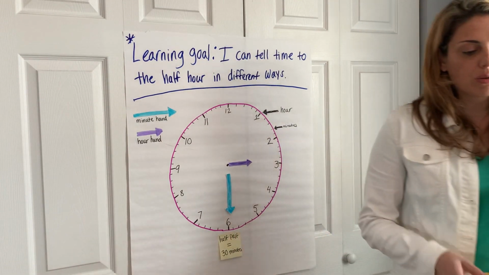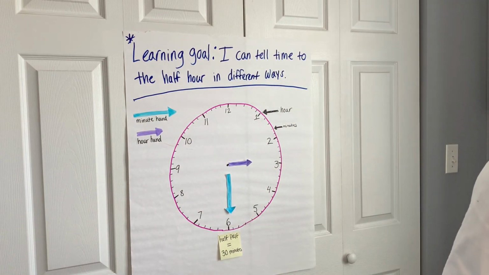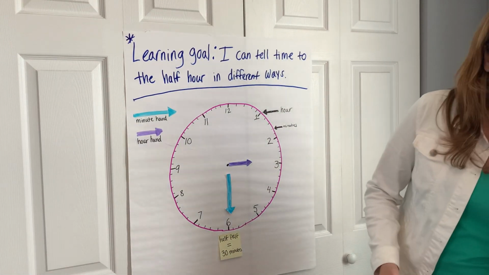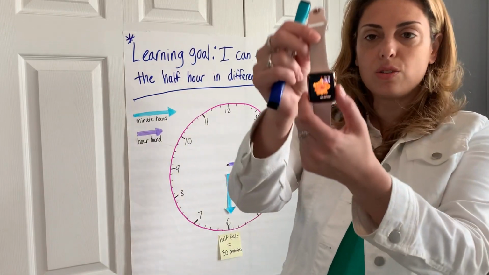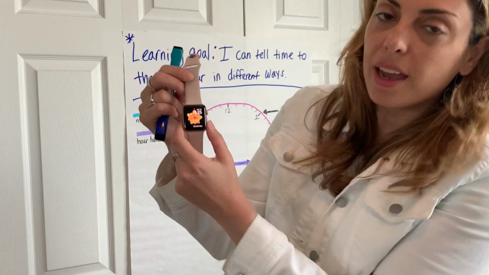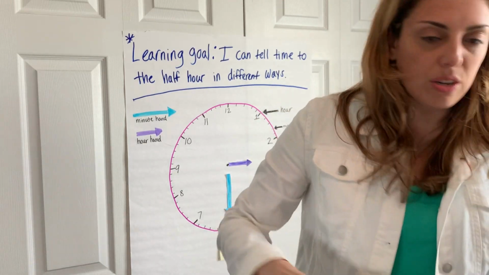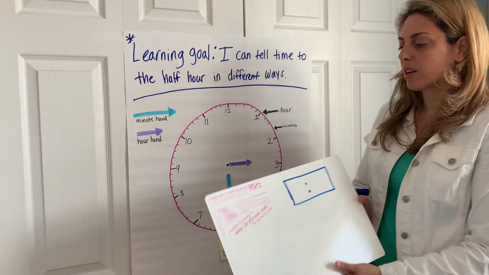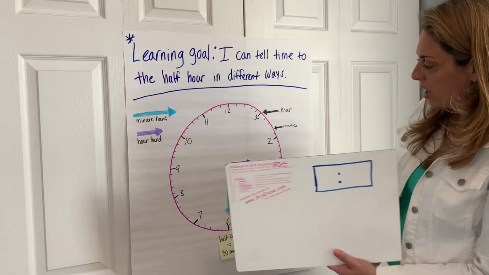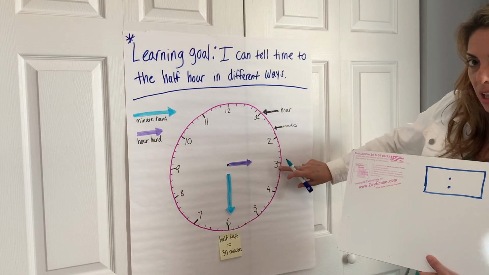Now, when you think of it, you can also think of it as like a digital clock, like how I know at home you guys might have maybe a watch or a clock, and you can see on my watch it says 4:25. So when you think of half past, I want you to think how that would look if I was going to write it. Well, I know 3 o'clock, right?